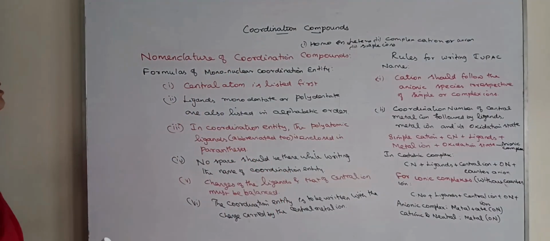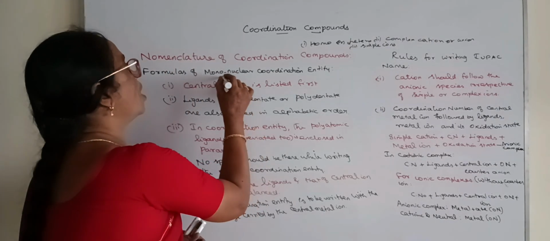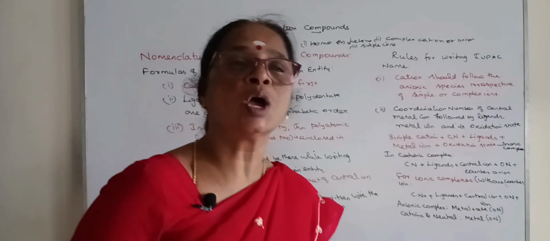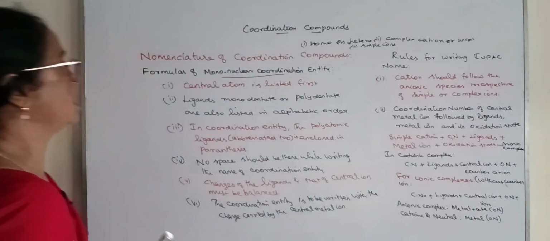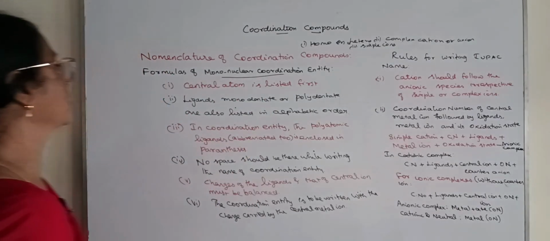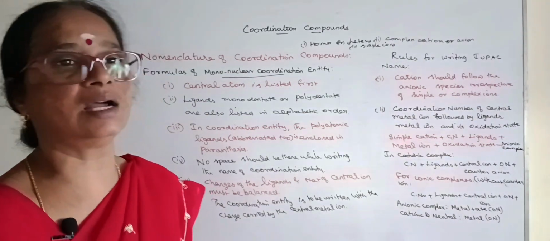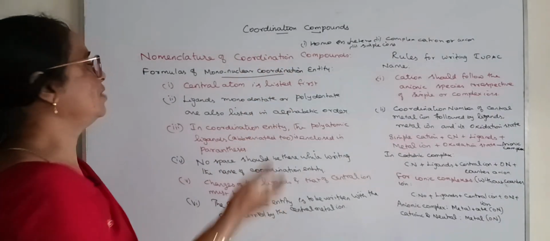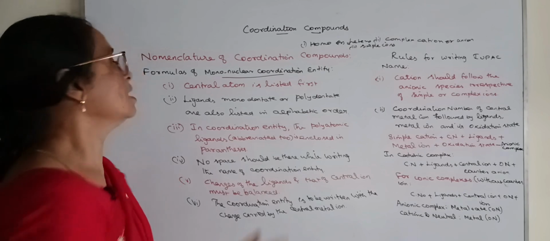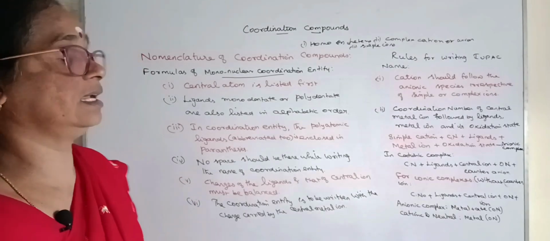So let us start the nomenclature of coordination compounds for a mononuclear coordination entity. Mononuclear means the complex contains only one central metal ion. Such complexes are said to be mononuclear coordination entities. The first thing we have to list out is the central metal ion. If it were polynuclear, we would have to list out all the central atoms, but now it is only mononuclear. So let us identify the central atom of the coordination entity.